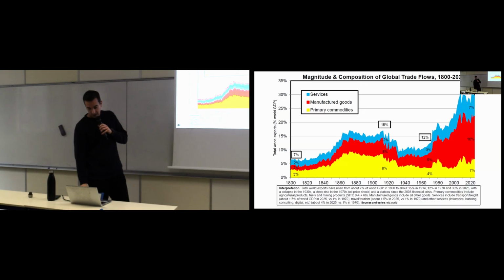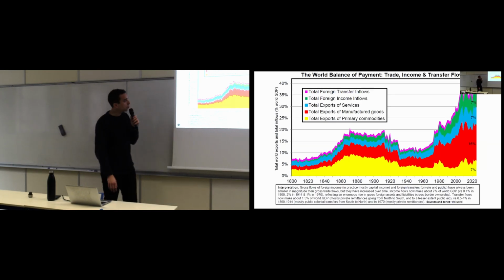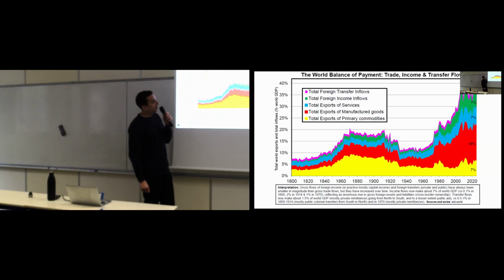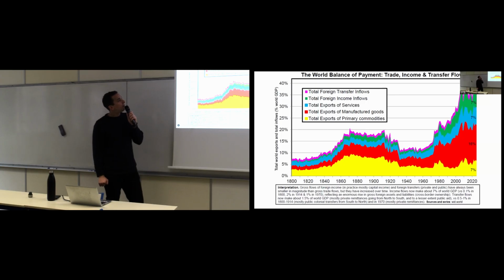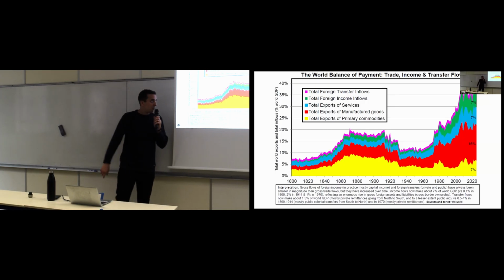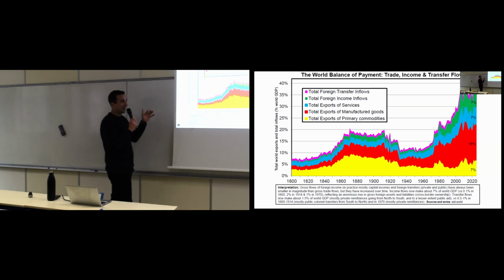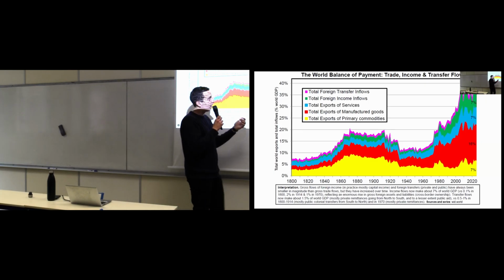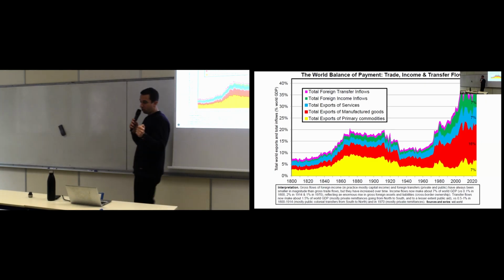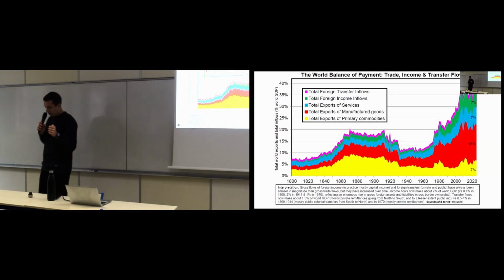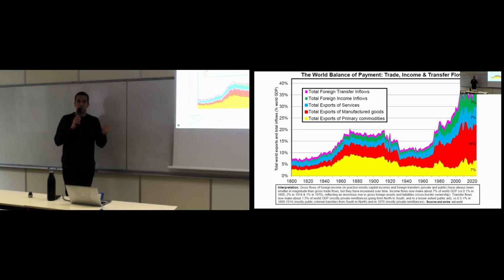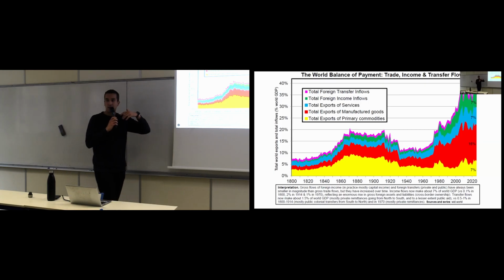If we include the other aspects of the balance of payments, so in green, we have income flows, which is mostly capital income, and in purple we have transfers. We see that income flows were more or less constant, also 1.5% of the world GDP across the period, until the 90s, where capital started traveling cross-border a lot. There is a lot of capital in tax havens and so on. And then, of course, if you have more capital abroad, we will also have more capital income, because the income that capital generates has to come back.